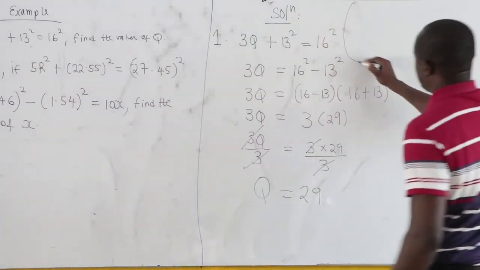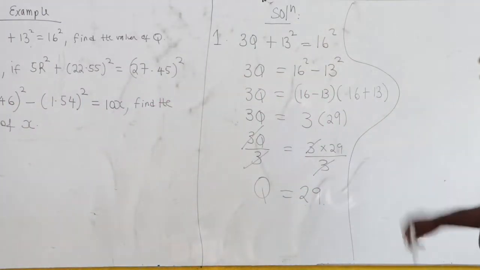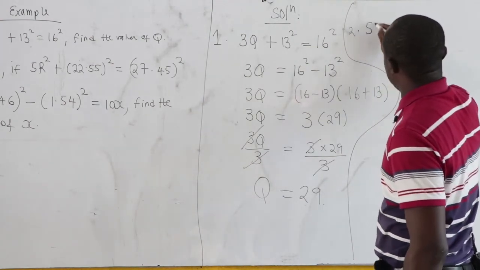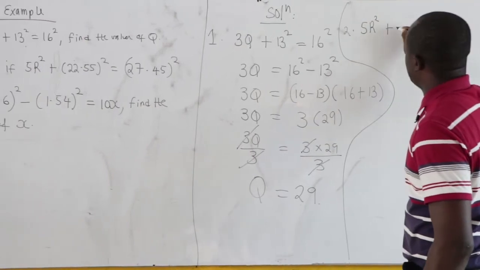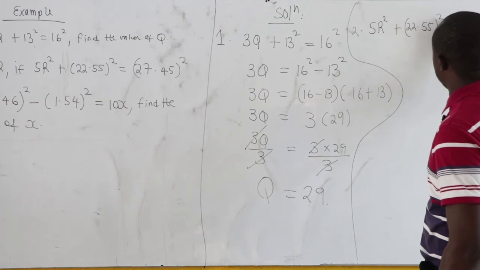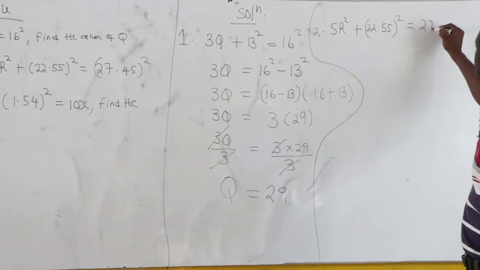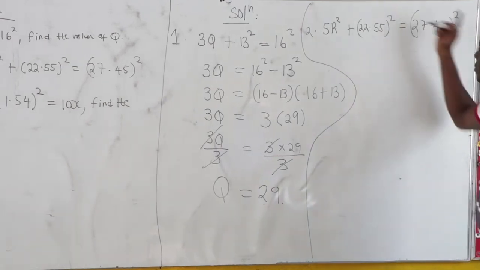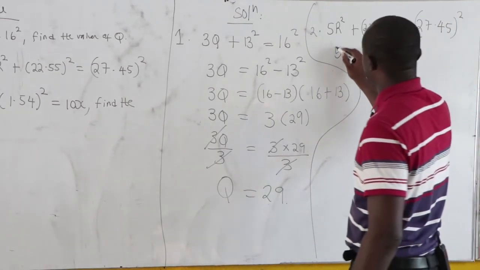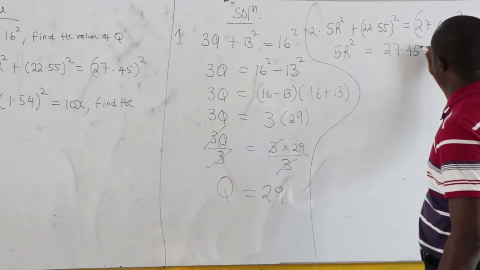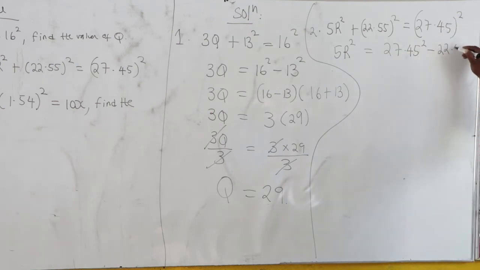Now let's see the second question. Question 2: we have 5r squared plus 22.55 all square equal to 27.45 all square. So we have 5r squared equal to 27.45 square minus 22.55 square.